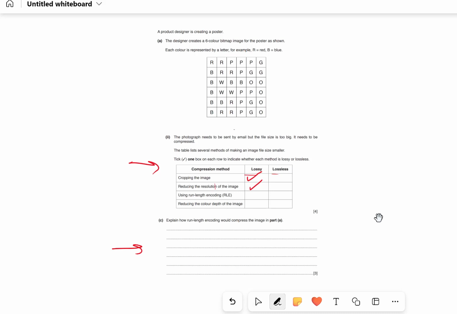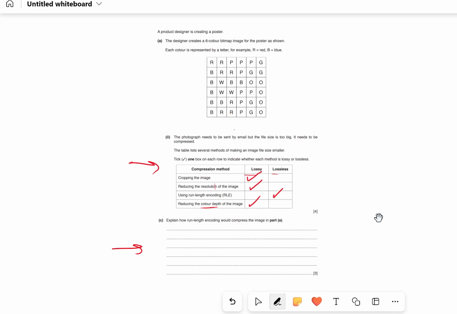Run-length encoding, well, the whole point of run-length encoding is to put it back together again. So that would be lossless, and reducing the color depth of the image, which is basically the colors being used in the image, is lossy as well. We're going to use this to answer this question. How would run-length encoding compress this image?